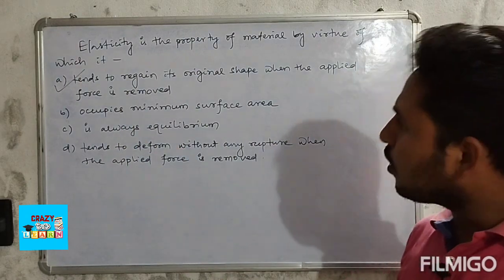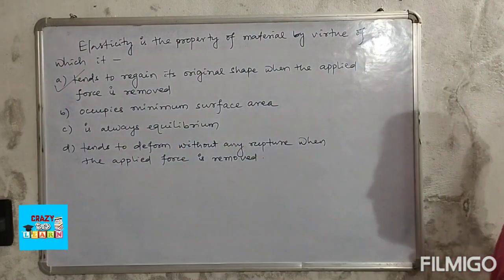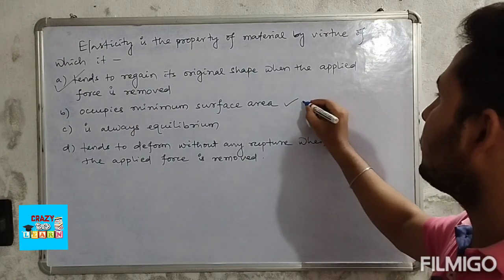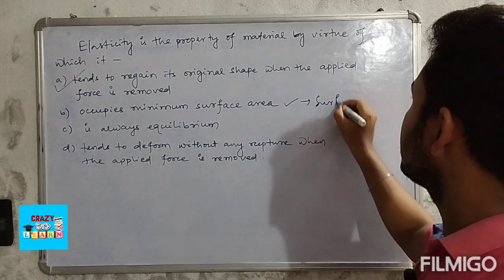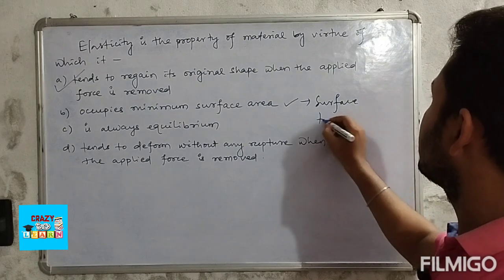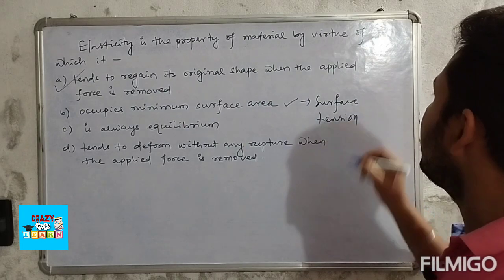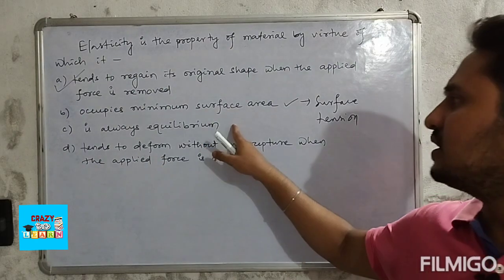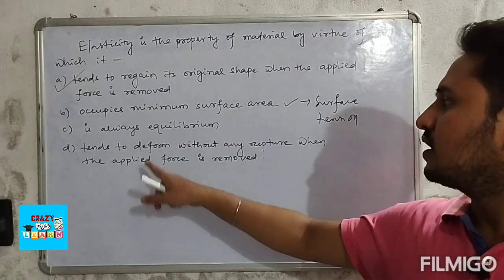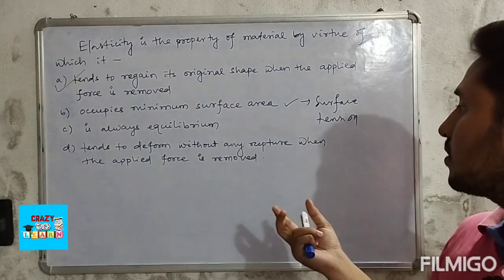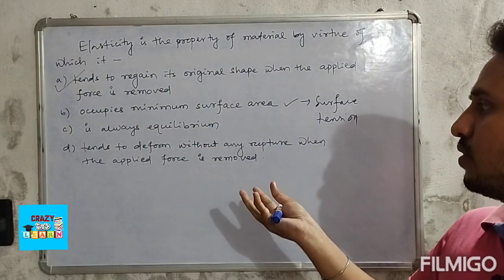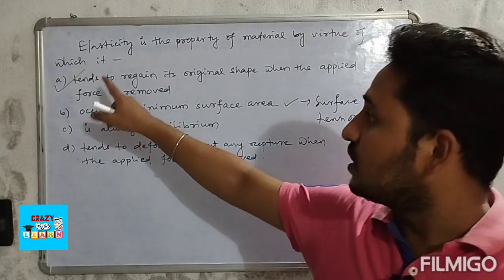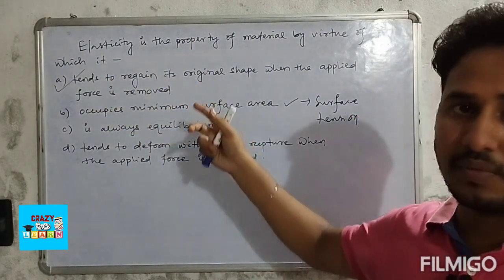Then the second option, occupies minimum surface area. It is the concept of surface tension. Okay, it is not the concept of elasticity. It is the concept of surface tension. Is always equilibrium. It will not be the answer. Tends to deform without any rupture when the applied force is removed. So it will not be the answer. So the correct answer is, it tends to regain its original shape.